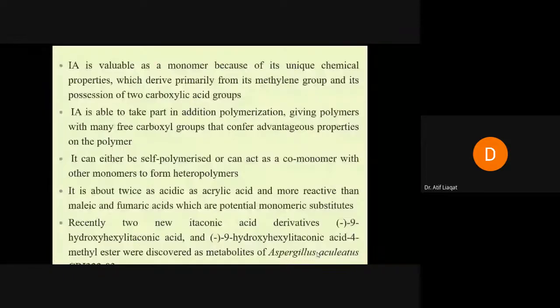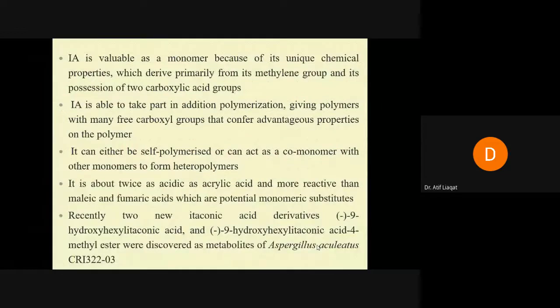It is valuable as a monomer because of its unique chemical properties, which derive primarily from its methylene group, which is present at the second carbon, and its possession of 2 carboxylic acid groups.